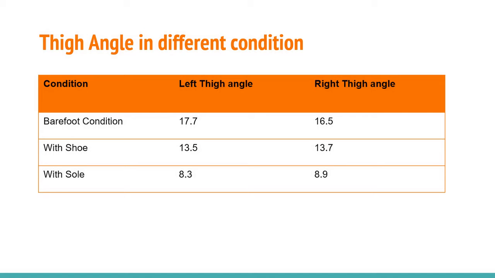So for the result in the thigh angle, we see the left and right thigh angle is different in the barefoot condition when compared to the with shoe condition and with sole condition. For the barefoot condition, the left thigh angle is 17.7 and the right thigh angle is 16.5. With shoe it is 13.5 and 13.7, and with sole it's 8.3 and 8.9, which is a huge difference from the barefoot condition to the with sole condition.